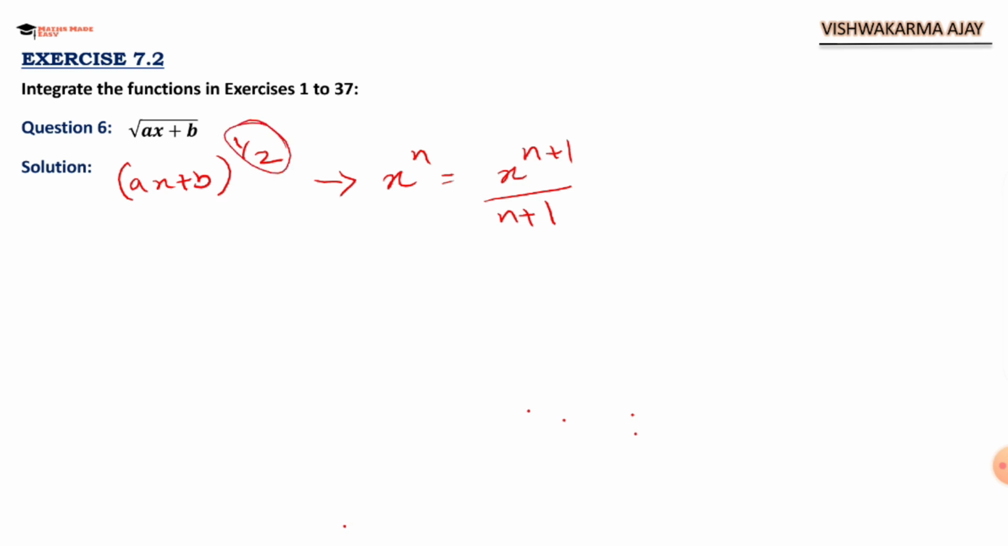Okay, under root of ax plus b. This is very simple. What you can do is write ax plus b power 1 by 2. Now apply the formula of x raised to n, which is x raised to n plus 1 upon n plus 1. The only thing you have to keep in mind is that this has a radical sign, which is the exponent 1 by 2. We will be writing the integration for the exponential function, and then we will be dividing it with, okay, let me solve it.